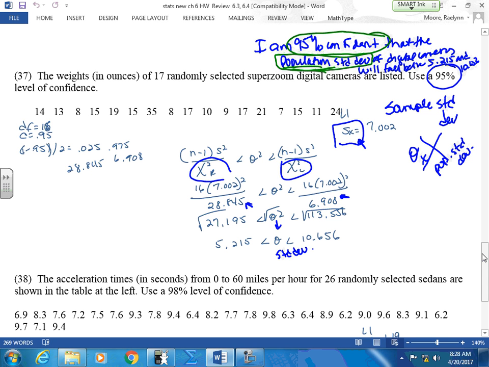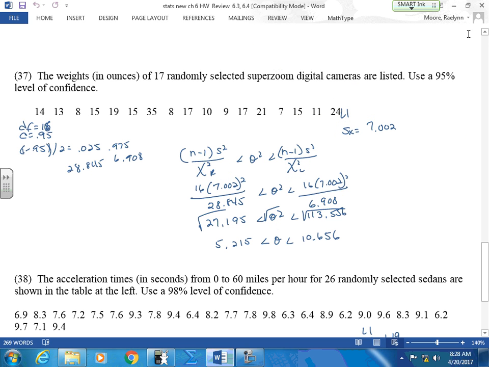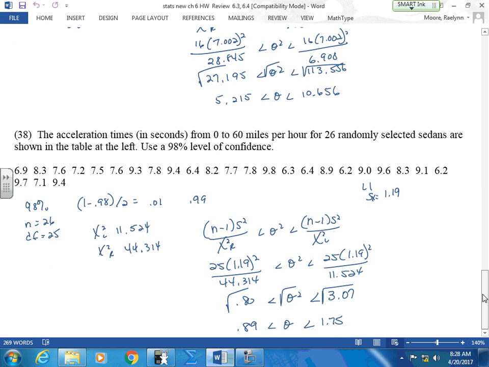Are you okay with this? And the last one, same thing, you're going to put it into your L1. You're going to give me Sx from your L1. I don't need a mean. You only use your sample standard deviation. Again, 1 minus 0.98 divided by 2. Use your two columns, 0.01, 0.99, degrees of freedom, and set up your equation. Can everybody set the equation up? I will give you that equation.